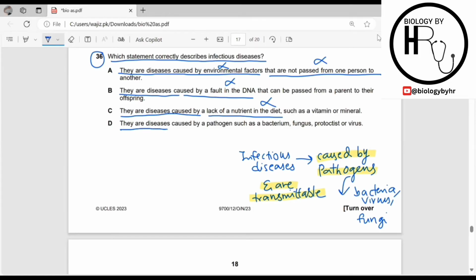Option D is saying they are the diseases that are caused by a pathogen such as bacterium, fungi, protoctist, and the virus. So yes, this statement over here, which is option D, satisfies the infectious diseases. So hence our answer over here is option D.